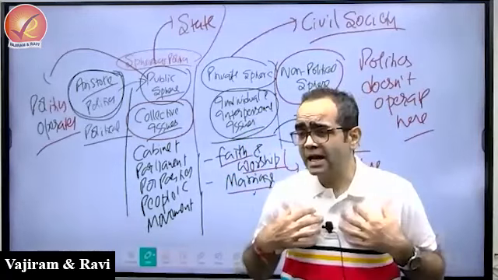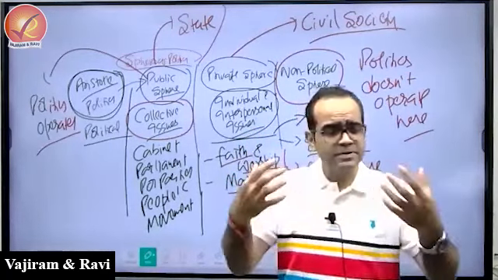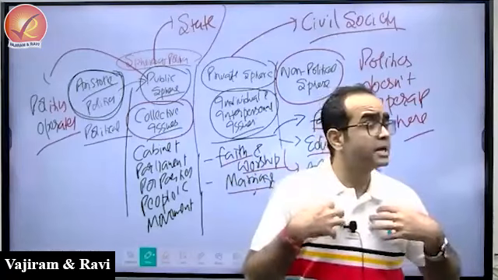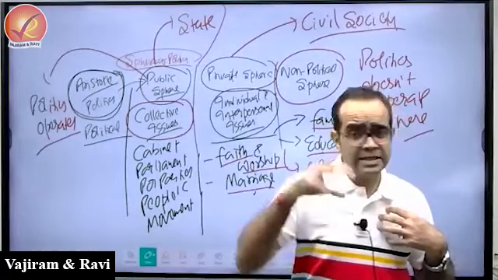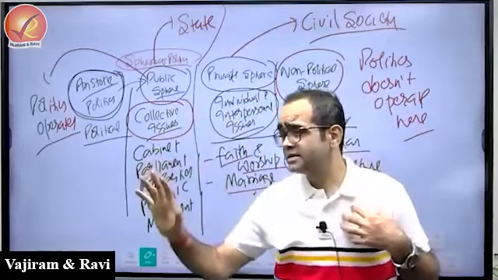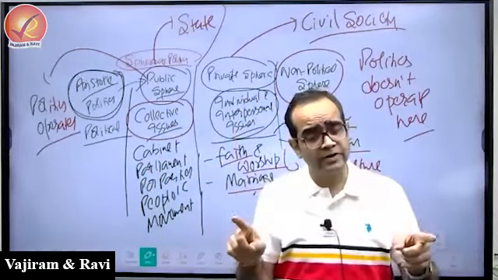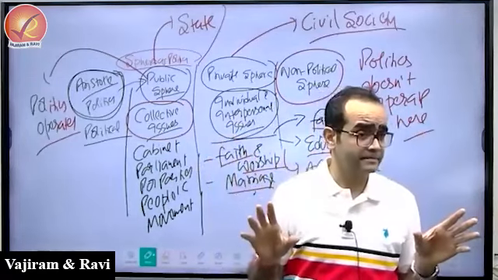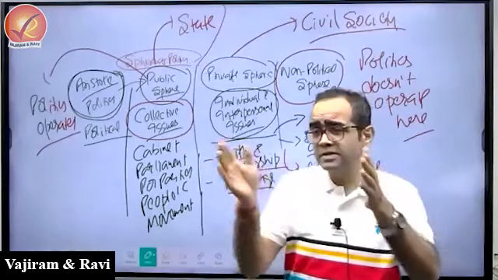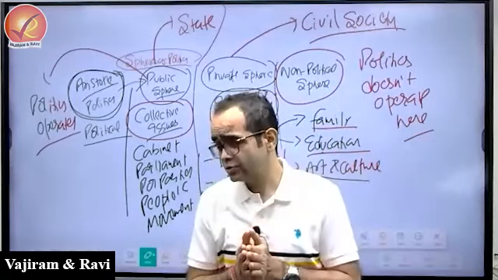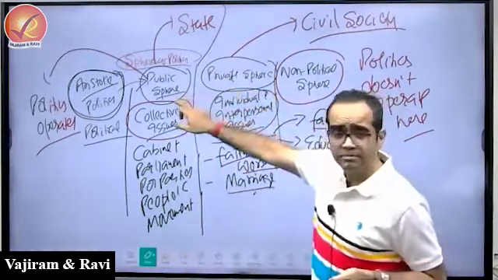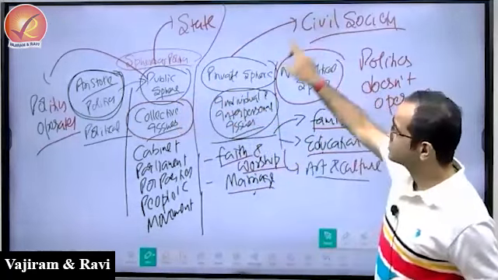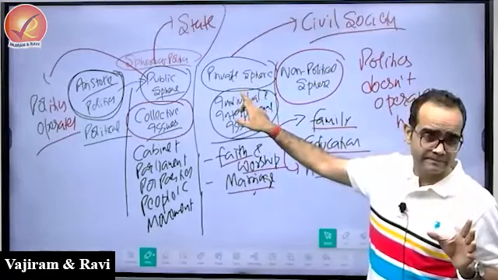Which business I'm going to pursue, that is my choice. The state will only make certain regulations, that's it. The state has no business to interfere in my personal sphere or private sphere. That is the difference between state and civil society also, where the state corresponds to the public sphere while civil society corresponds to the private sphere.